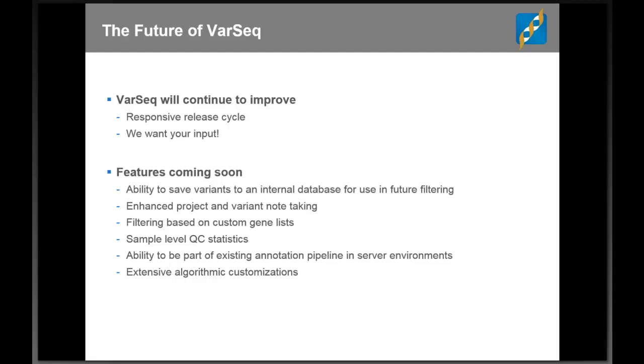Variant filtering based on custom gene lists, sample level QC statistics, that is, we'll be doing more computations at a sample by sample level. The ability to be part of existing pipelines in server environments. That is to say, we'll probably be giving some backdoor access into Varseq to enable use in command line type environments. And we also have some very extensive algorithmic customizations planned.